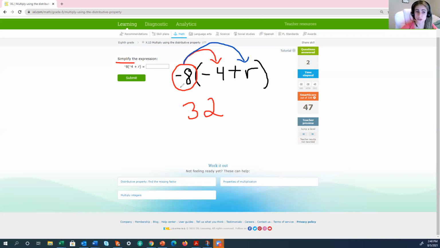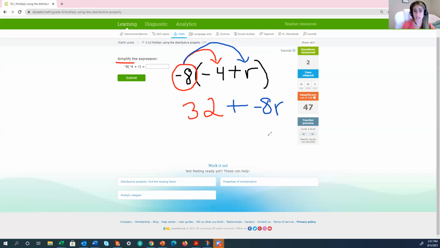And we're also going to multiply -8 times a plus r. If it's a plus r, that means it's a positive r. So we have a -8 times a positive r. A negative times a positive, they have different signs. So if they have different signs, your answer is negative. So plus a -8r.